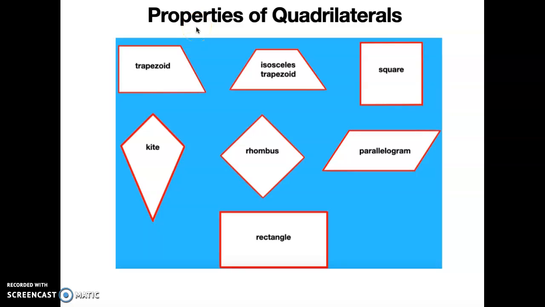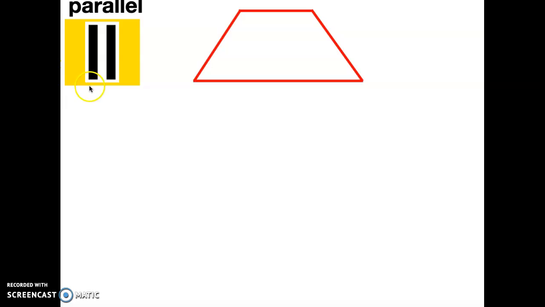Today, we are going to be identifying different properties of the different quadrilaterals. So before we begin our work, we want to understand and recognize some of the different symbols that we'll be using today in our work. The first symbol looks like this. This stands for a parallel. And again, parallel means that lines that are opposite from each other will never ever meet. In this example, this line right here at the top and this line right here at the bottom are parallel to each other.